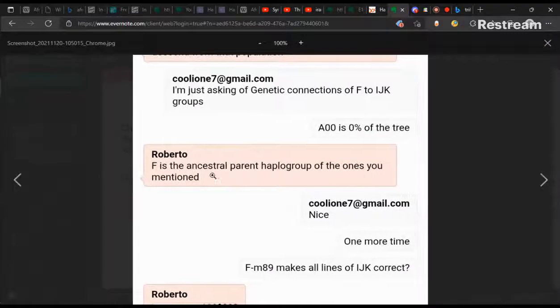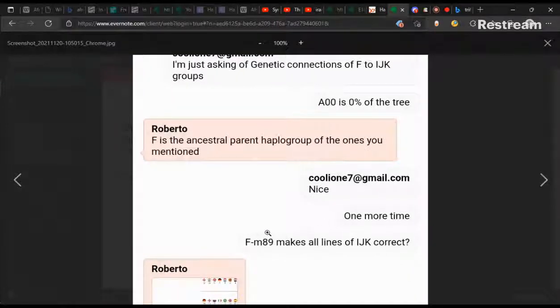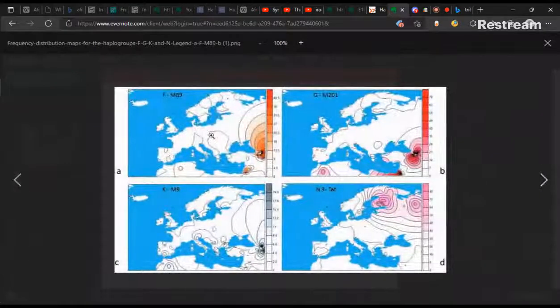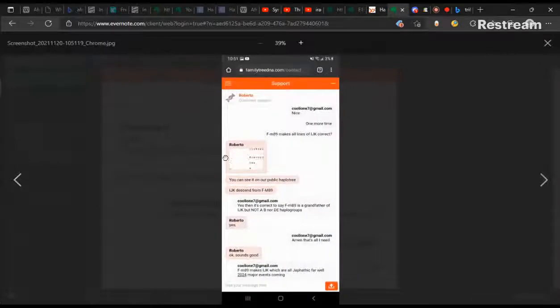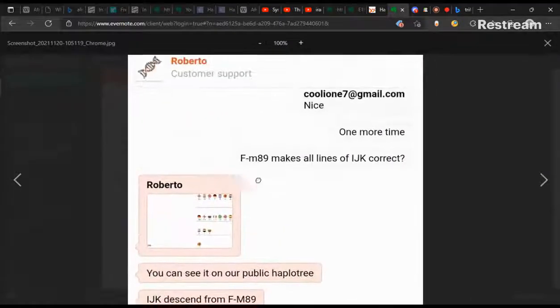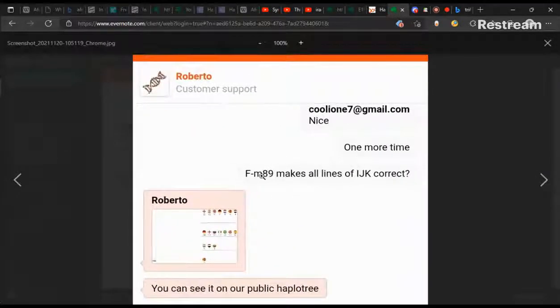That's important because F is a living person. He says F is the ancestral parent haplogroup of the ones mentioned. Nice, right? One more thing, just to make sure, one more time. I asked: F-M89 makes all lines of IJK, correct? And this is what he says. In fact, we'll go over here.